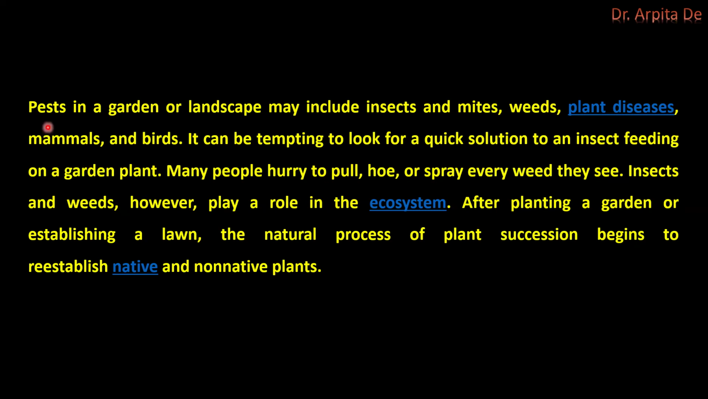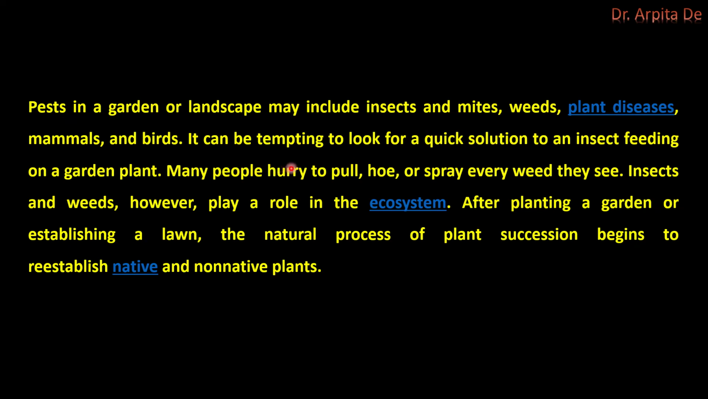You should know what is a pest. A pest is that type of an insect which is unwanted. Like we had talked about weeds. Weeds are those plants which are valueless, rather which cause problems. So pests are also insects that cause harm to crops. So pests in a garden or landscape may include insects and mites, weeds, plant diseases, mammals, and birds.